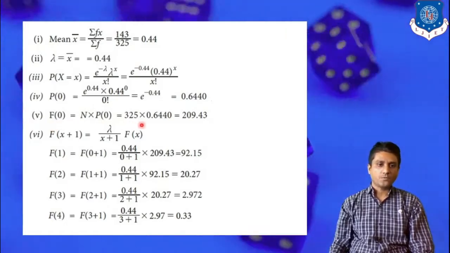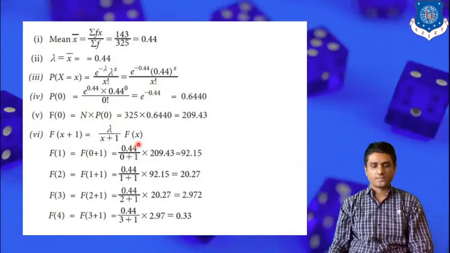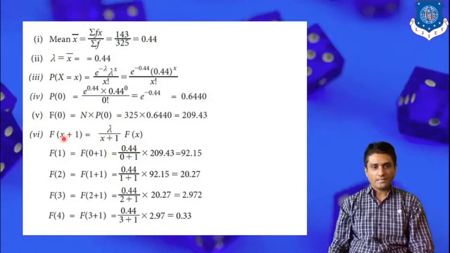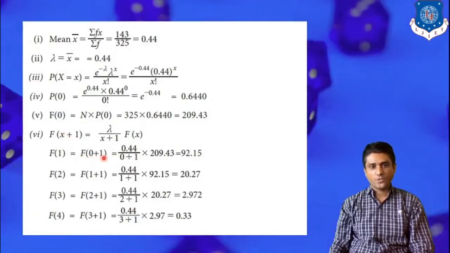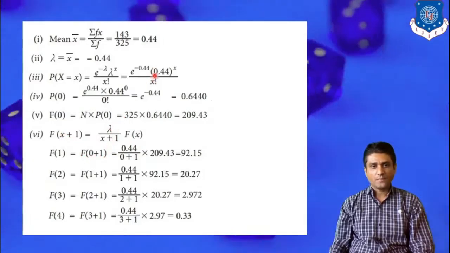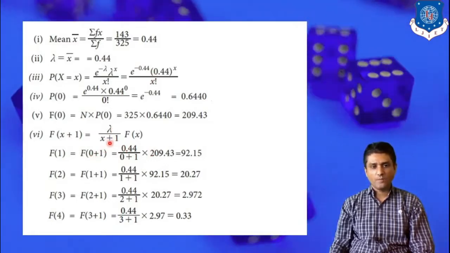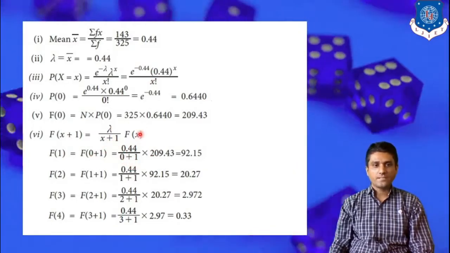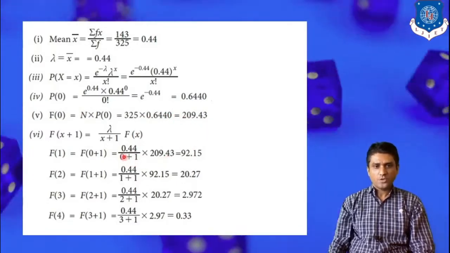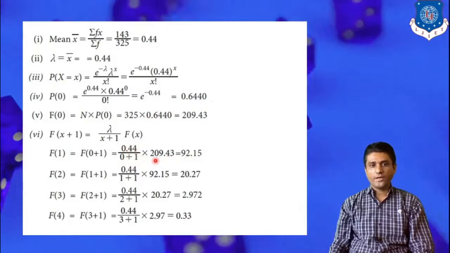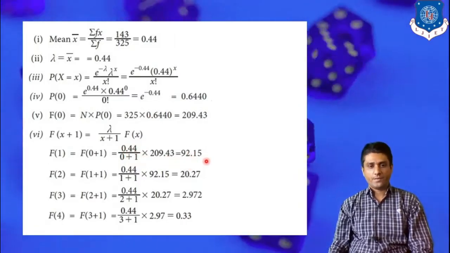Next, to find the expected frequency of a particular number of mistakes, we use this recurrence formula: f of x plus 1 is equivalent to lambda upon x plus 1 into f of x. Just plug in x as 0, so we get f of 1. Lambda is 0.44, the denominator is 0 plus 1, and f of 0 is 209.43. By solving 0.44 into 209.43, it leads to 92.50.